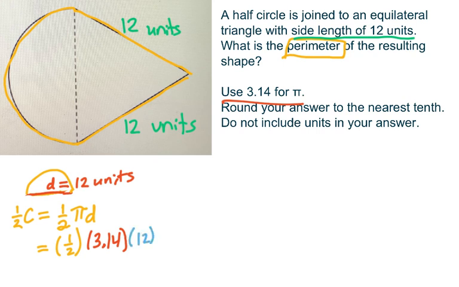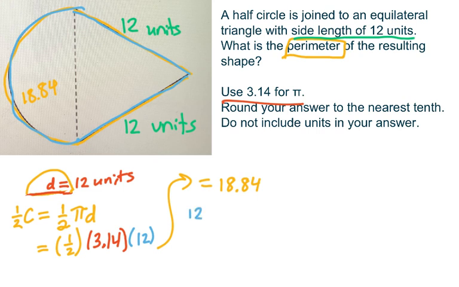At this point in time, I need to multiply. And so I'll multiply 1/2 times 3.14 times 12, and that gives me 18.84. So 18.84 is the distance around the half circle. It is not the perimeter. So the perimeter means I need to go around the whole distance. So that's the 12 here, plus 12 more units here, plus what I now know is 18.84 units around the top of the ice cream cone.